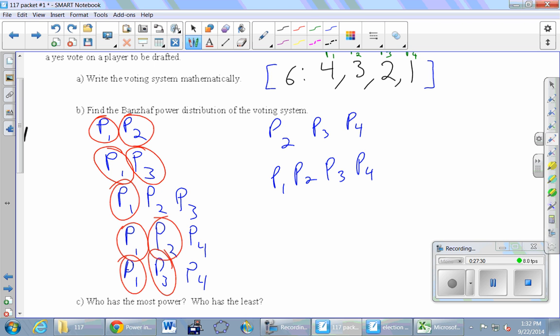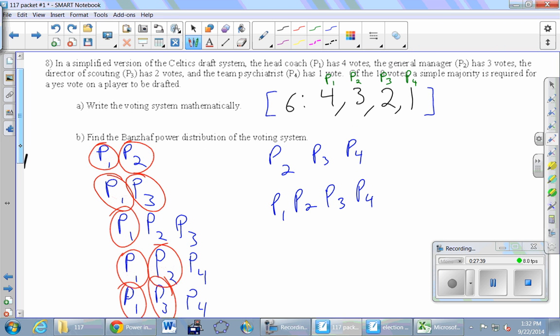How about P2, 3, and 4? How much weight did they have all together? P2, P3, and P4? They had 6. What can you say about that 6 compared to the quota?